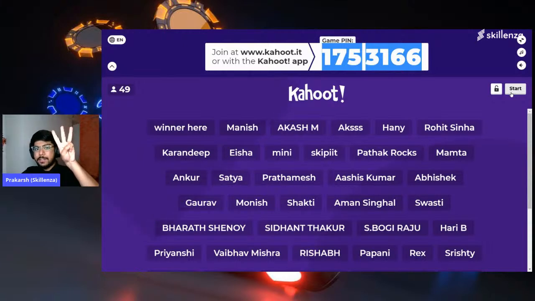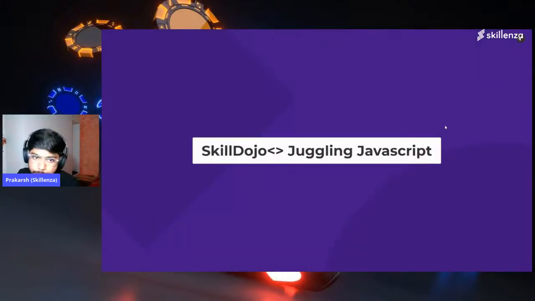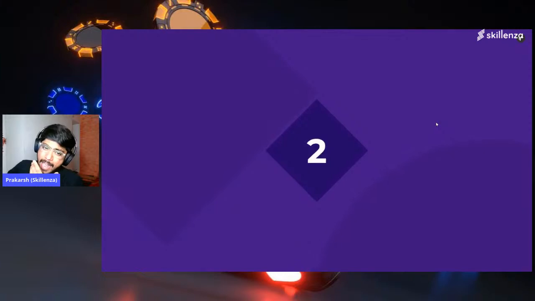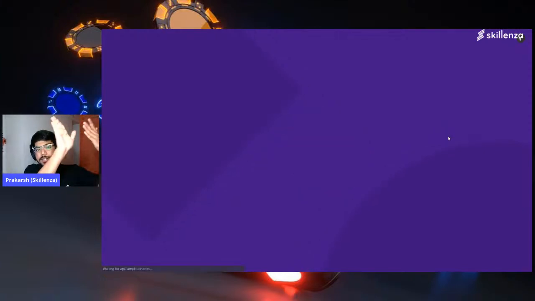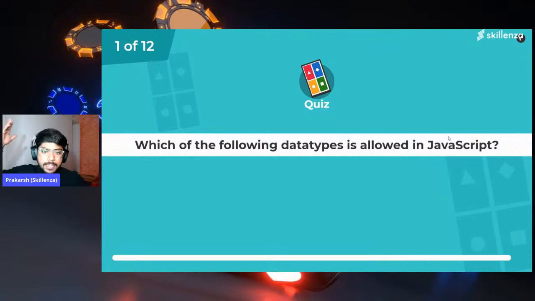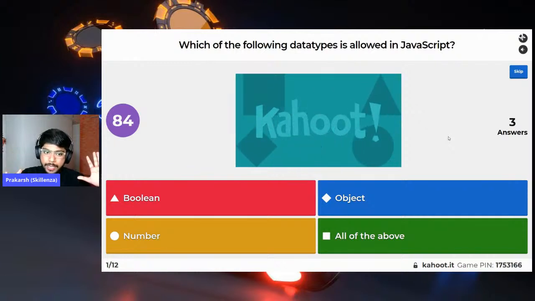9, 8, 7, 6, 5, 4, 3. Can we do it? 50, 2, 1, start. Welcome to SkillDojo Juggling JavaScript. We have the first question here at your screen. Which of the following data types is allowed in JavaScript? Boolean, object, number, all of the above. Very easy question.